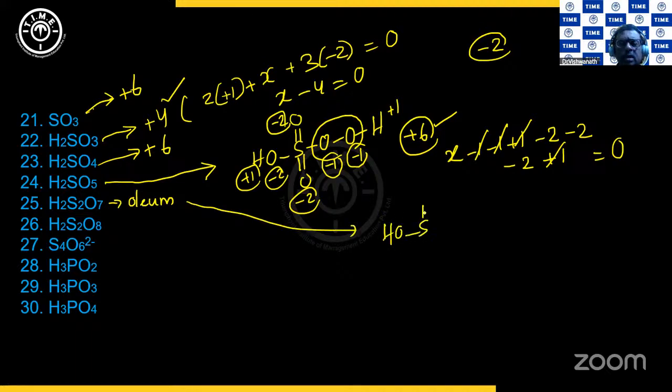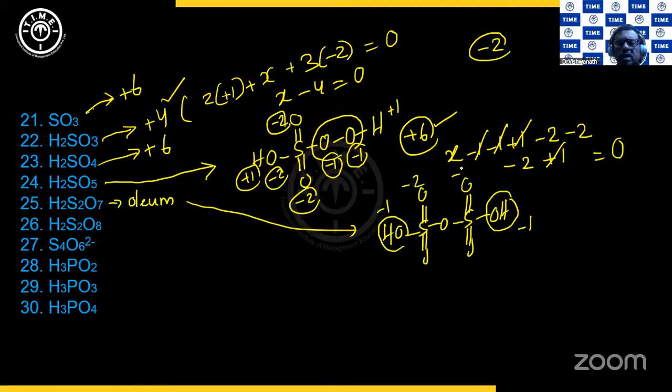HO, S double bond O, double bond O, O, S double bond O, double bond O, OH. All are normal oxygens. If you want, you can consider this OH as -1 as a unit, -1. There is a -2, there is a -2, there is a -2 here, again a -2, again a -2. So like this, there are two sulfurs here. So 2x we need to take up.